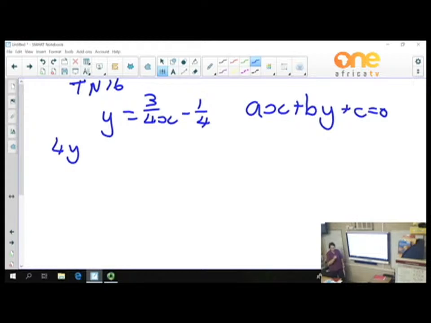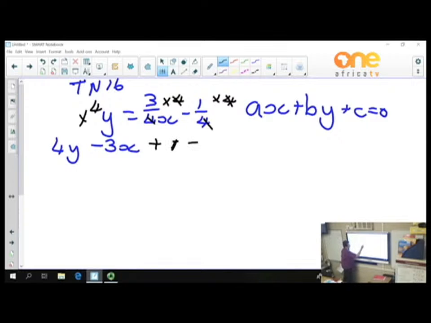The learners don't recognize this question. So that's why I'm showing you now. If I multiply by 4, then times 4, times 4, times 4, and cancel. So that's where the 3x is coming from. Plus 1, that's all, is equal to 0.